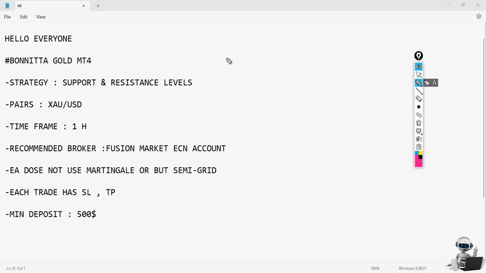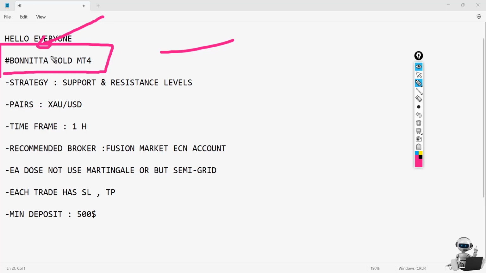Today I will be reviewing an EA which is very requested, highly demanded. It is for gold and it is called Bonnitta Gold MT4. There are several EAs with the Bonnitta name, and people like this EA somehow, not because of its performance but because it's like a brand, so that's why so many people are requesting it.